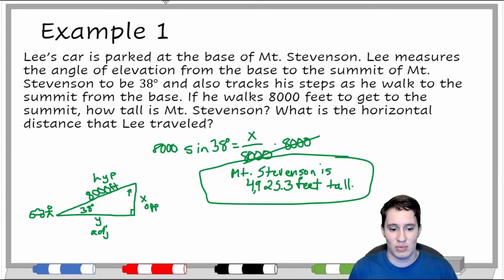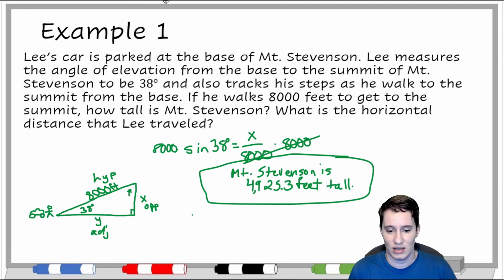Horizontal distance would be this y. So instead of finding the opposite side, we're finding the adjacent side. I recommend you use the 38 and the 8,000 again instead of trying to find the other angle or trying to use the x we just found, because notice we had to round x because it was a long decimal. So this is going to help us stay away from rounding error.